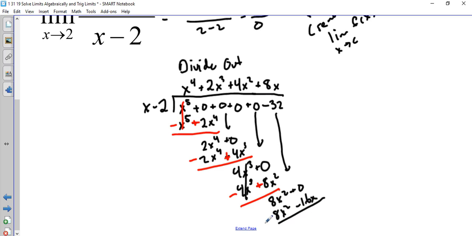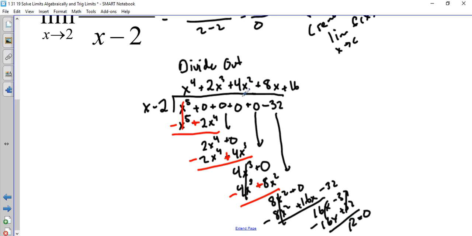And the last thing right here is negative plus positive, cancel 16x. Now we can bring down the negative 32. That's going to be plus 16, and yes, it does cancel out. Negative 16 minus 32, bring down negative 32. Cancel, cancel. No remainder. The remainder is equal to 0.